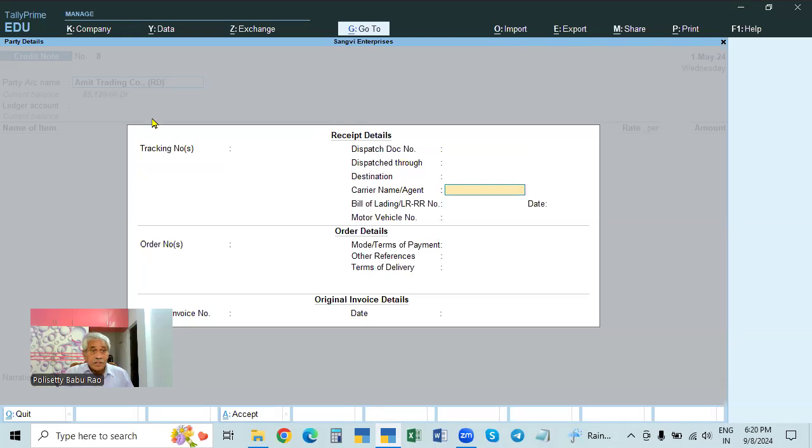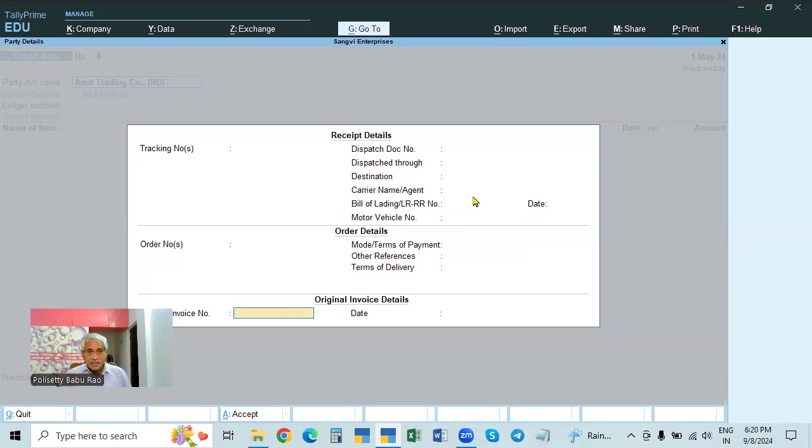Here, when you have receipt of goods, this is a credit note. Credit note means when you sell the goods, there are dispatch details. Now, when the goods are returned back and you receive the goods, that's why there are receipt details. If it is not a cash transaction, we leave it.